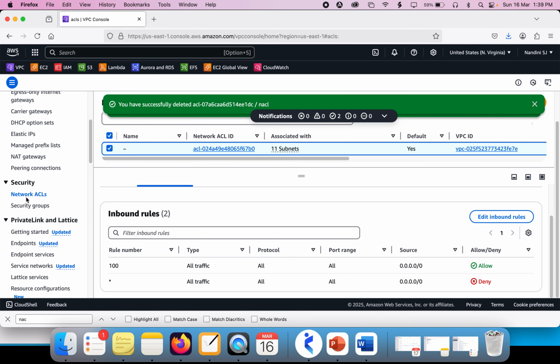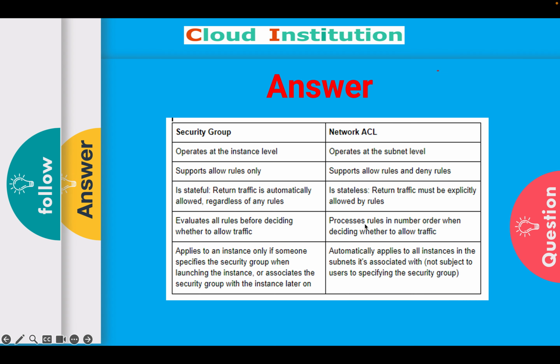But in NACL, you'll be having a rule number. So based on the numbers, it will allow. The rules go from lower to higher, so we can have 1, 2, 3, 4, 5, 6, whatever the number you can have. And now we have two rules, one is 100 and another one is star. So this is a kind of numbered rules, and this is what it has been mentioning here.